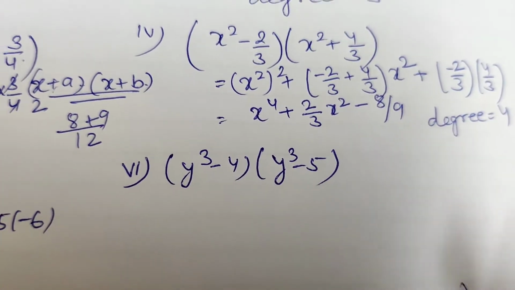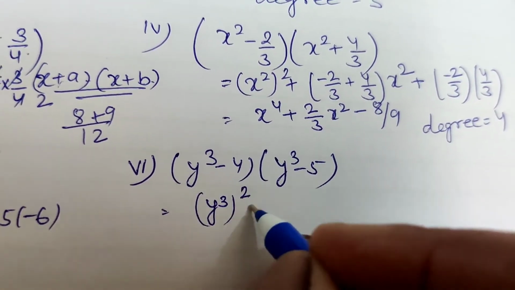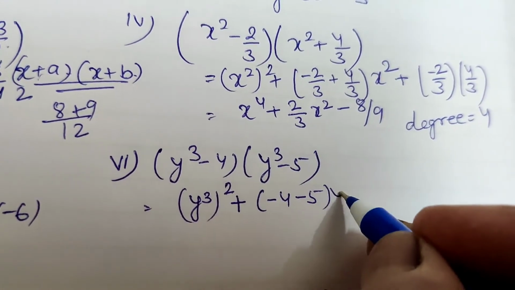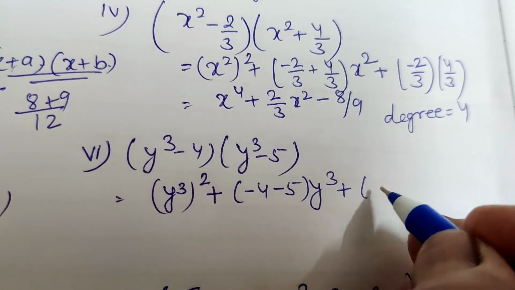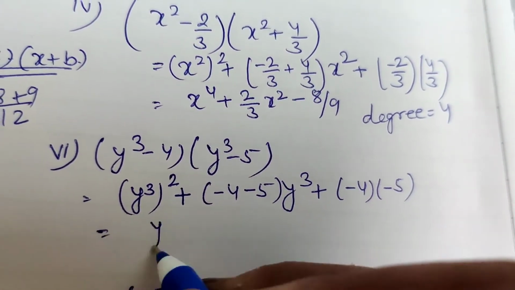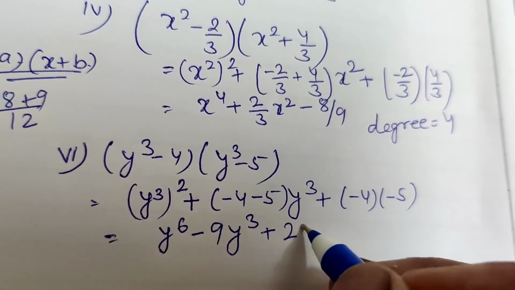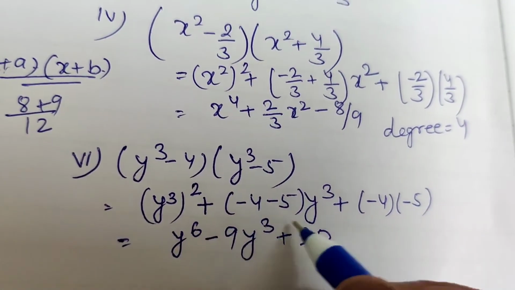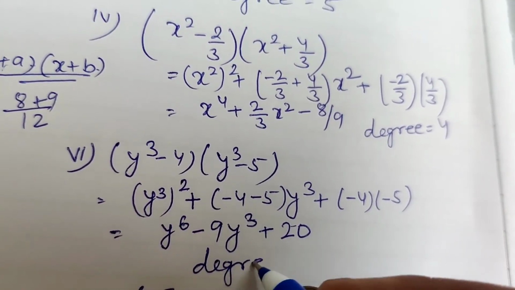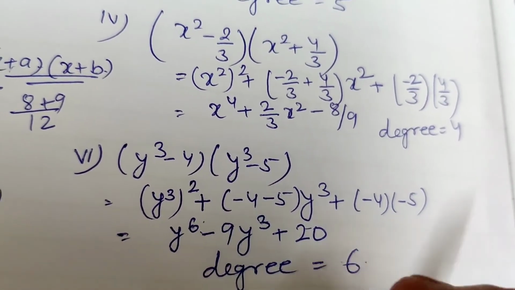The sixth one, same product. In this, y cube raised to power 2, in bracket minus 4 minus 5 into y cube plus minus 4 into minus 5. It is y raised to power 6 minus 9y cube plus 20. This is also in the standard form, descending order of the exponents, powers. Degree equal to 6. Highest power is 6.